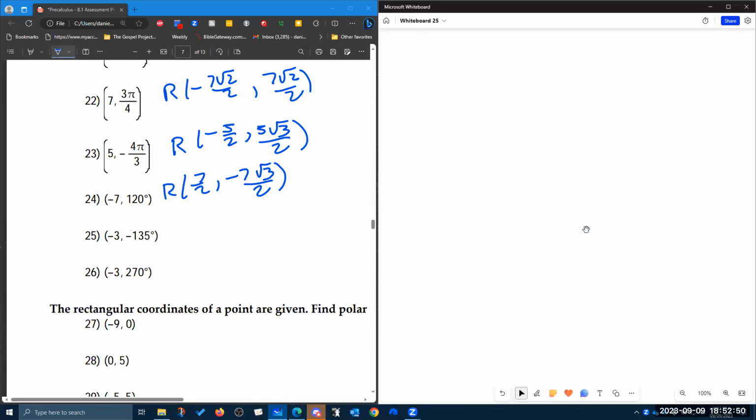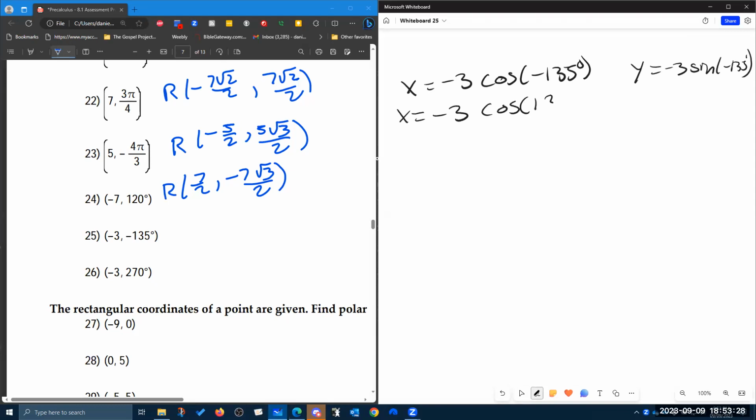Negative 135 degrees is a 45-degree reference angle in quadrant 3. And then I'm going to be going negative 3, so I'm going to end up back in quadrant 1. But let's go ahead and figure this out here. X equals negative 3 cosine of negative 135. Y is equal to negative 3 sine of negative 135. If I don't want to deal with the negative angle, I can use my even-odd identities, like so.